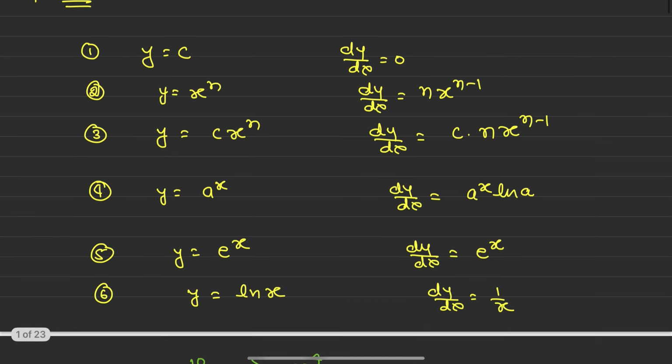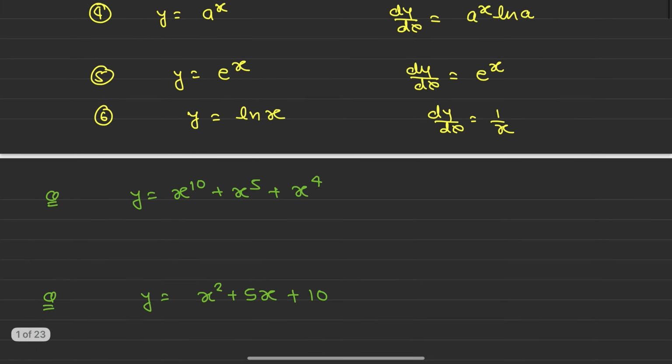Next, if you have y is equal to a to the power x, the derivative will become a to the power x log a. Next, y equal to e power x, its derivative will become e power x. And the next one, if you have y is equal to log x, its derivative will become 1 by x. So these are the formulas that you should know, and with practice you can get this particular part. So let us go with some practice. We'll see how we can apply them.